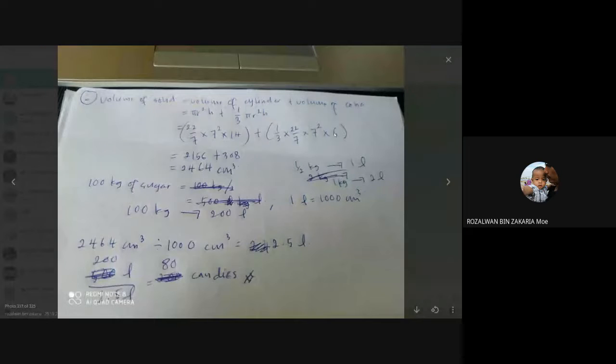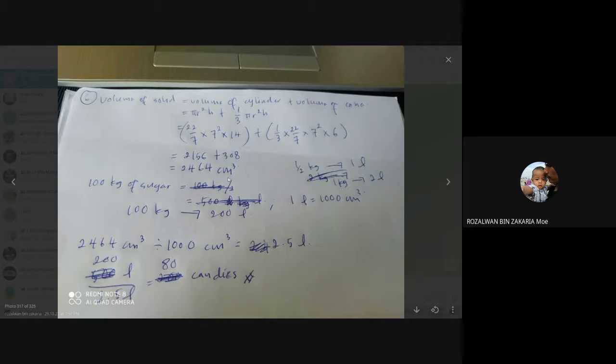So here I substitute with 6. After you calculate this, you will get 2,156, then plus 308. If you add, you will get 2464 cm³.